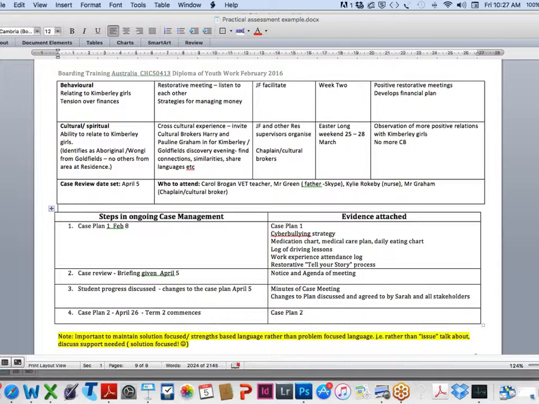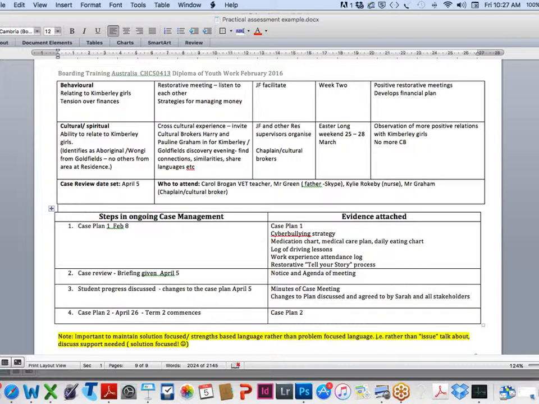So then we get together in our case review meeting, we talk about the student's progress, we make sure the student's there and feeling comfortable to put in her input, and we make any changes to that plan, and we discuss it, and then we need her and the stakeholders to all agree on the changes and any way forward.